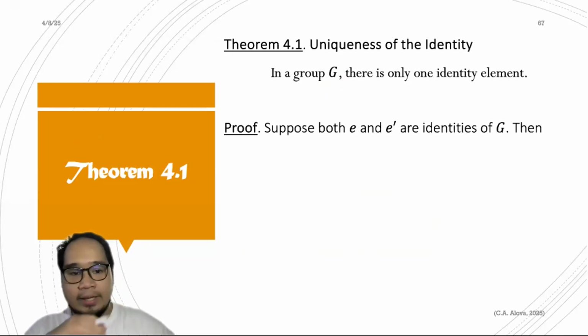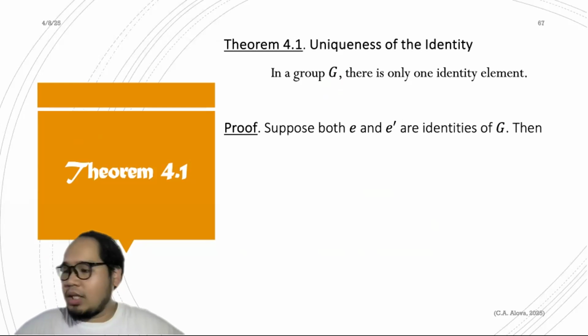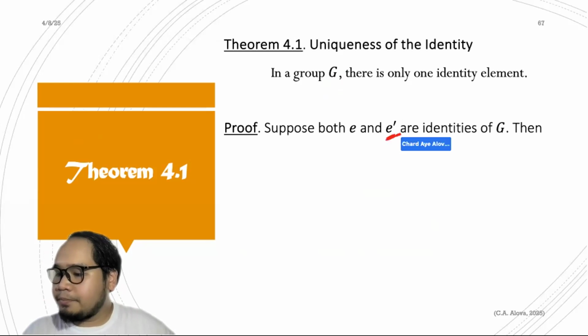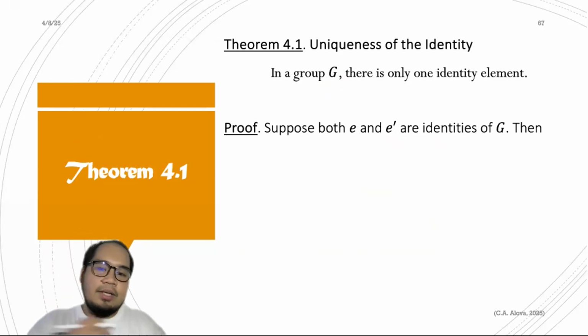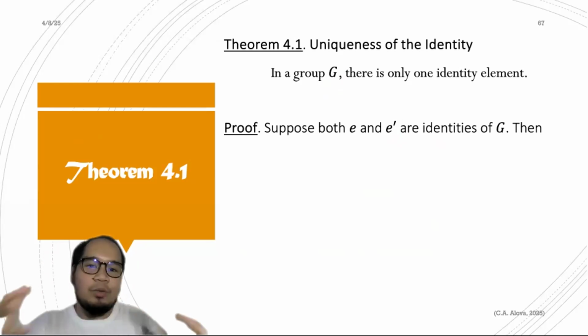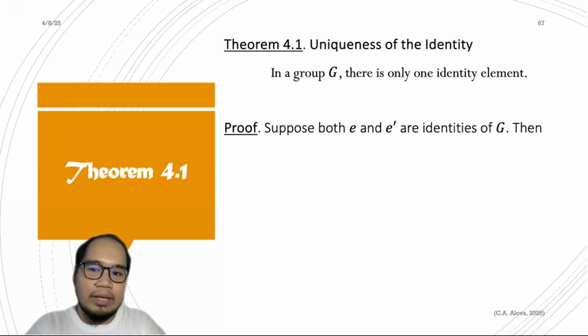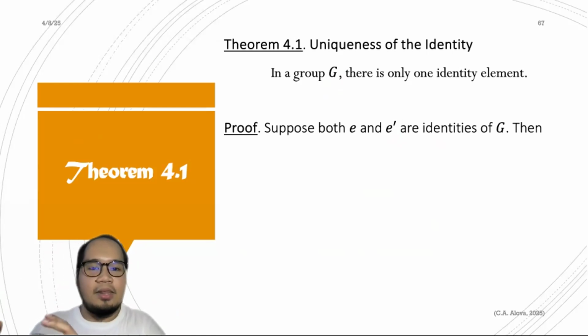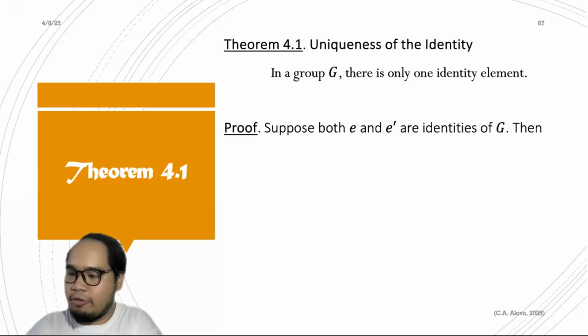Let's start with an opening statement: suppose that both E and E prime are identities of G. So we are stating that in a group, there are two identities, E and E prime. What we want to do is to debunk this by contradiction: towards the end of this proof, we want to show that E and E prime are actually equal, indicating that there cannot be two identities in a group, indirectly saying that there's only one identity element in every group.